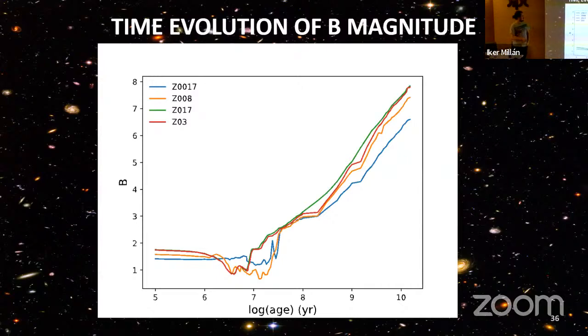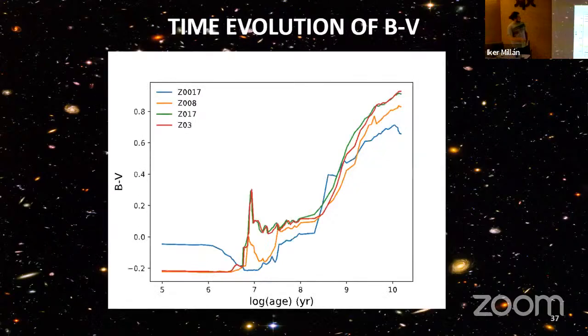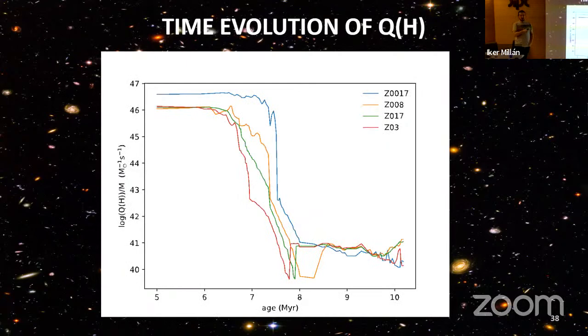UBVRI, and here are the results, for example, of B. We also have the colors computed for different metallicities, and it's a byproduct that can be used, so it's not necessary to download and compute them yourself. It can be done using the models, but we have also computed the amount of ionizing photons for hydrogen, for helium 2, and for oxygen 2.